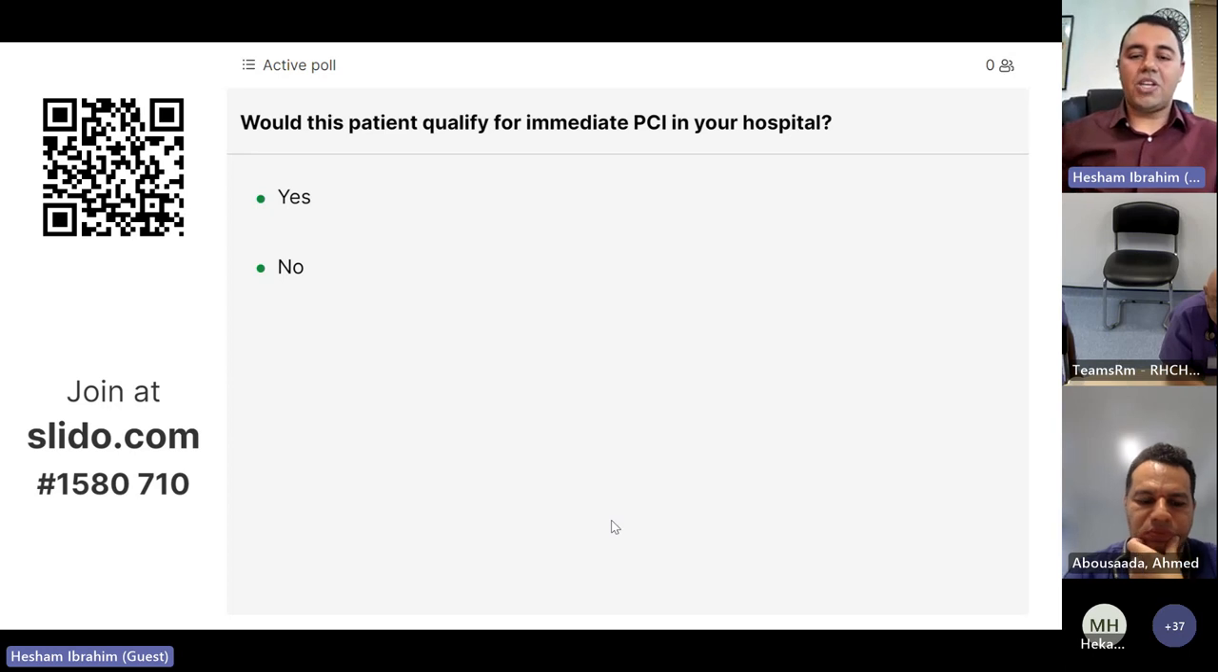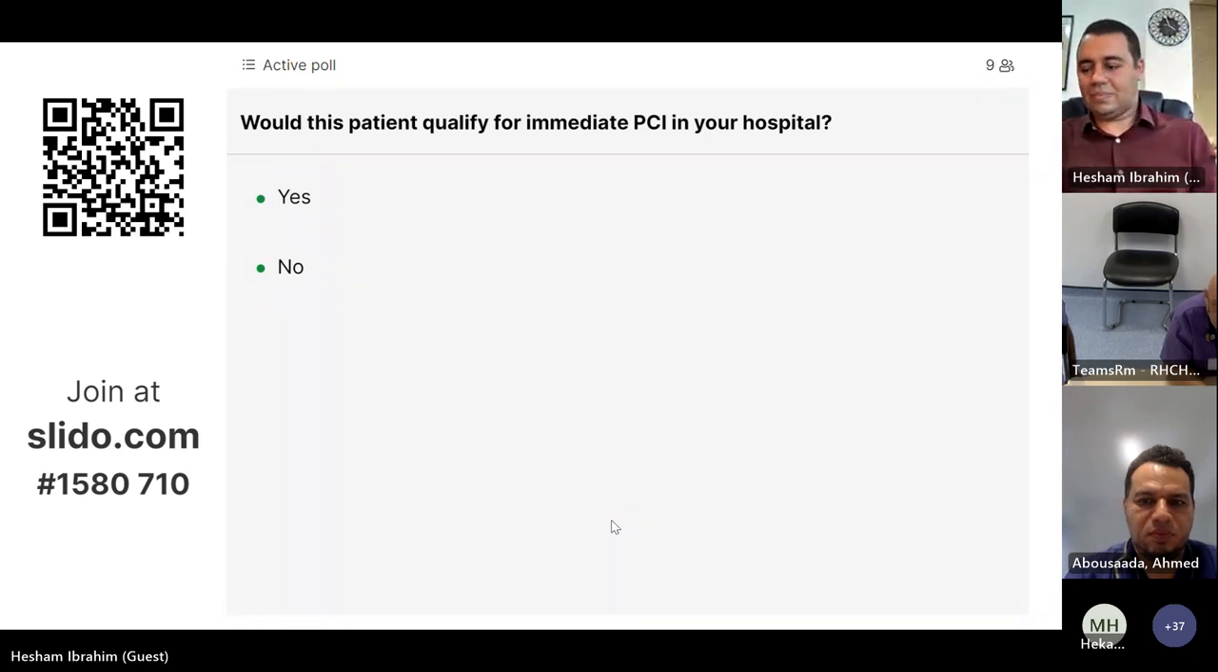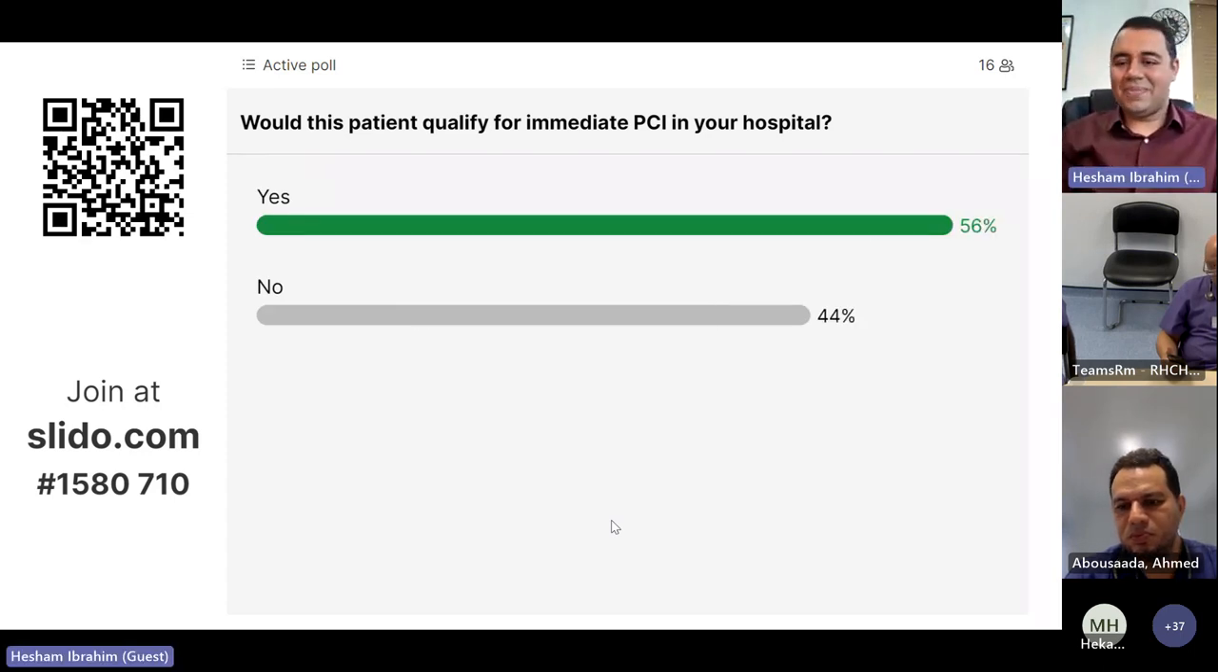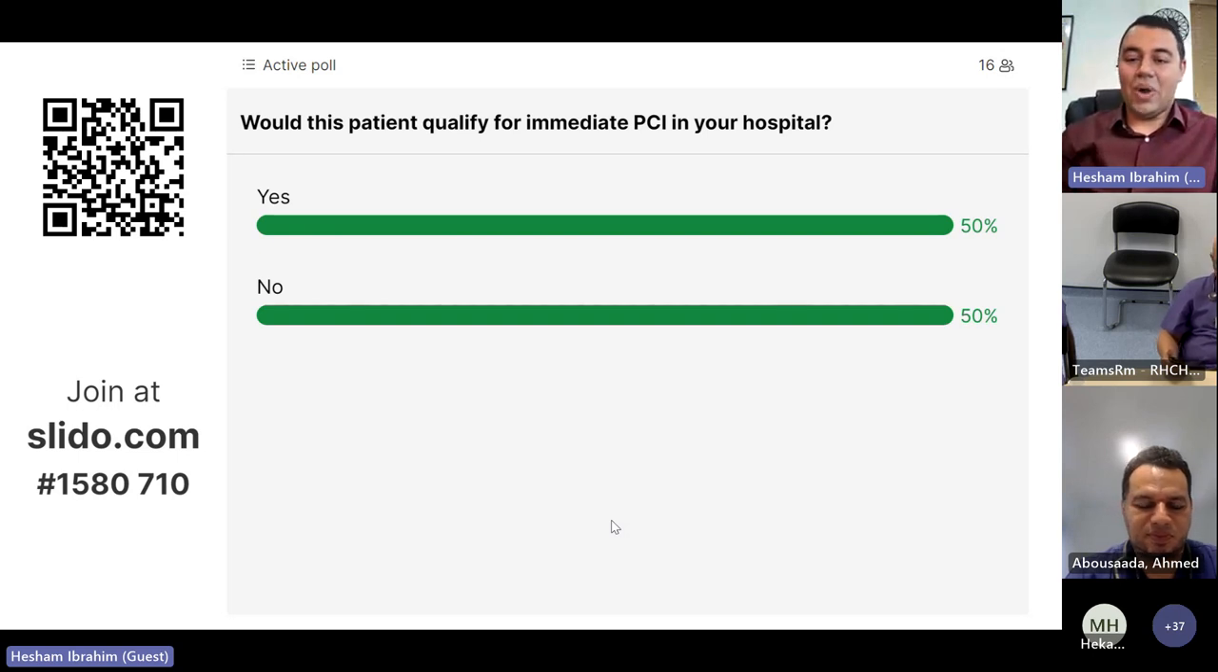The question to you guys: would this patient qualify for immediate PCI in your hospital? Yes or no? Okay, so we've got 16 responses. Let's have a look. Interesting. So again, it's almost 50-50. Oh, yes, it is 50-50. Someone's changed their mind to make it nicely balanced. So half of you would activate the cath lab immediately. Half of you will not be too worried about activating the cath lab immediately. That's interesting. Let's see if you're going to change your practice after the discussion or not.